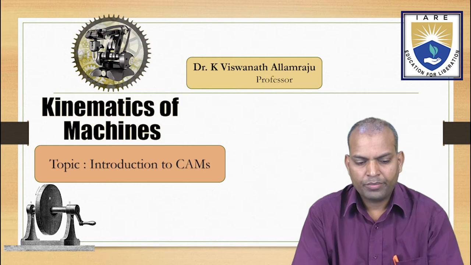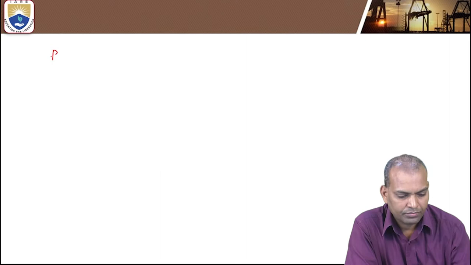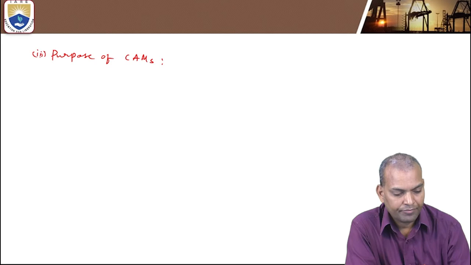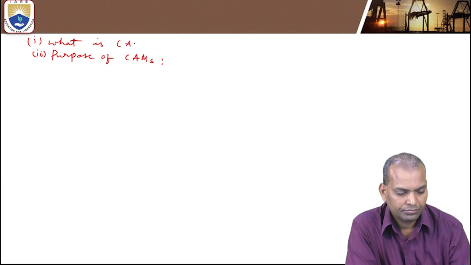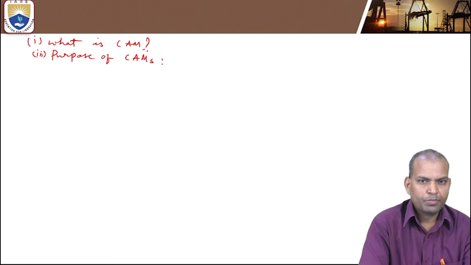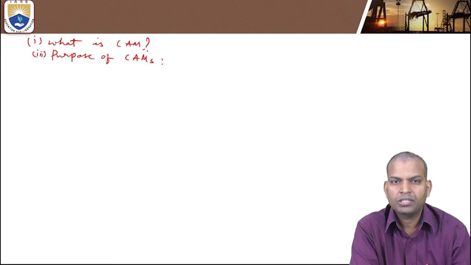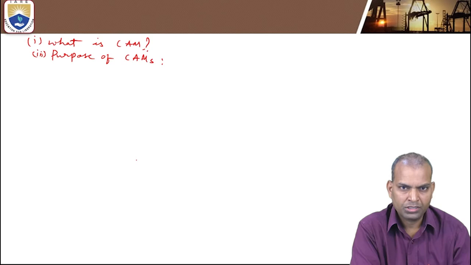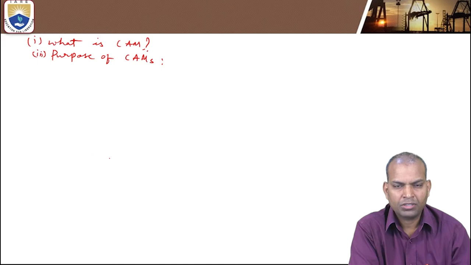So coming to types of CAMS, what is the purpose of the CAMS? What is a CAM? A CAM is nothing but an oval shape of a disc having certain thickness, fitted on a circular shaft or any shaft, in order to convert the rotary motion to reciprocatory motion of an arm that is called a rocker arm. It helps to open and close the valves of an IC engine.